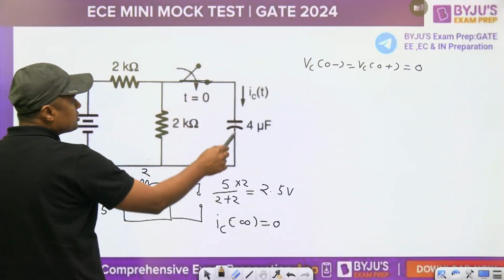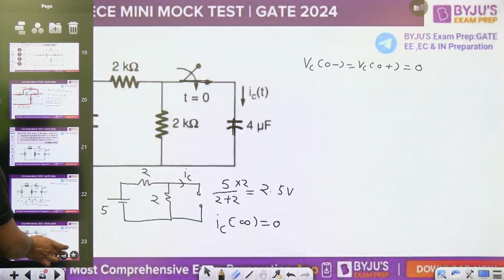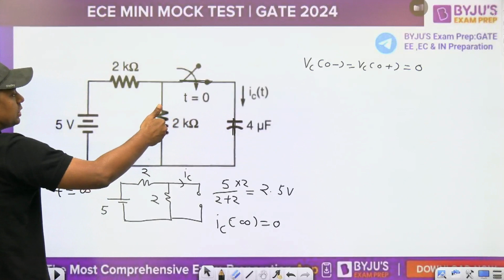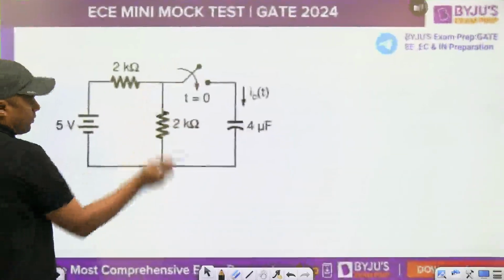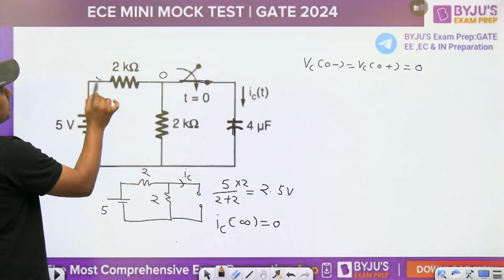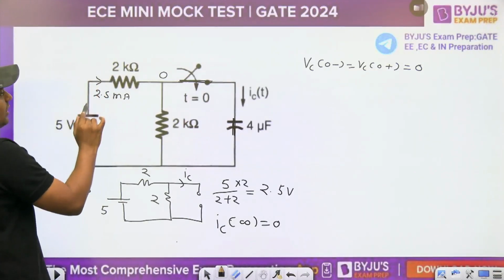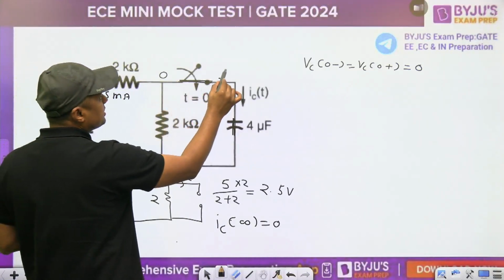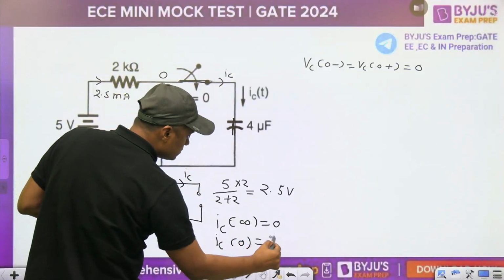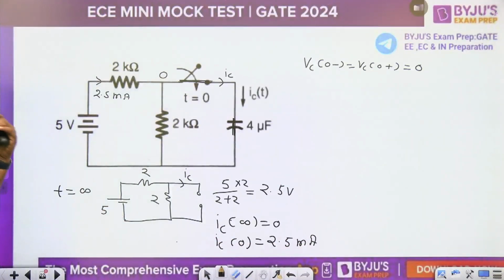And what is the initial value of the current? Initially capacitor acts as short circuit, and because it is short circuit, it will short circuit the 2 kilo ohm resistor. What is the voltage at this point? 0. Then 5 minus 0 by 2, what is the initial current? 2.5 milliampere. 5 minus 2.5, and that will pass through the capacitor. What is the initial current through the capacitor? 2.5 milliampere. Now you have the initial voltage, initial current, everything.